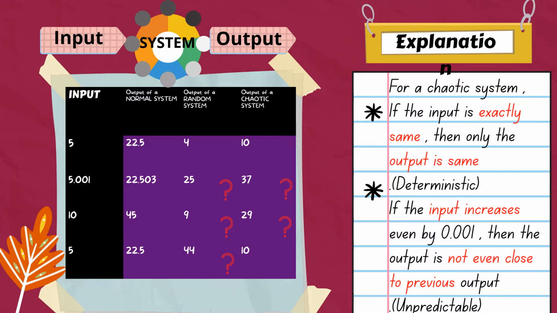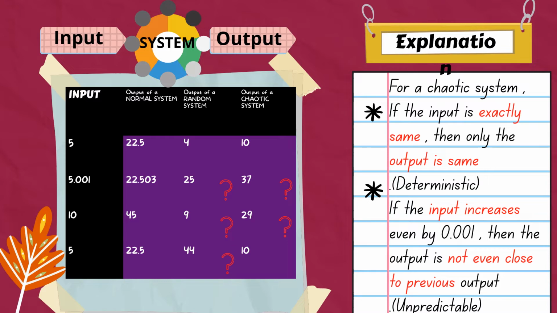In a random system, the outputs are very different. If the input is doubled, the output is not doubled. If the input is changed slightly, the output is also not changed slightly. It's drastically changed, or it might not be changed at all. If the input is exactly the same, the output is still very different. So the random system gives random results, as its name suggests.